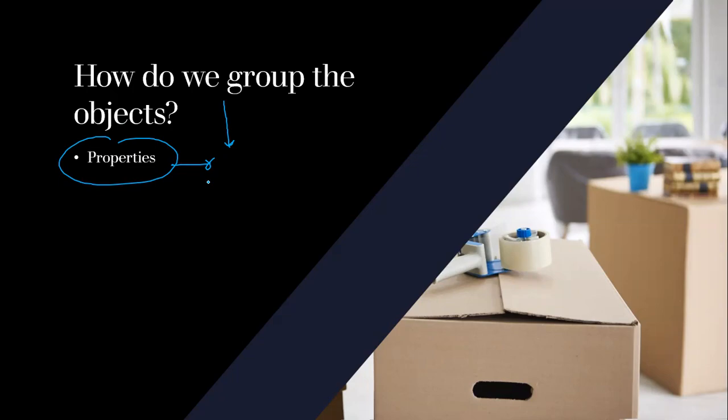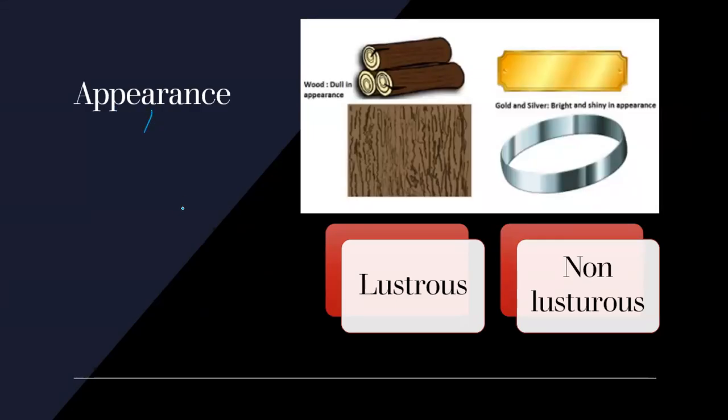Okay, starting with the first property, that is the appearance. What is meant by appearance? Appearance is nothing but how it looks as soon as I see it. Let's say I'm talking about gold. If I see gold, it has a shiny appearance, right? So these substances or objects, I could actually place into the lustrous group. Okay, these are the lustrous. That means they have luster, they have a shiny appearance.